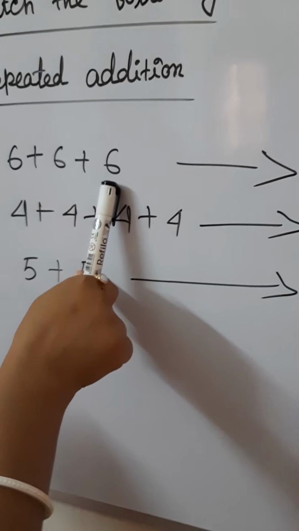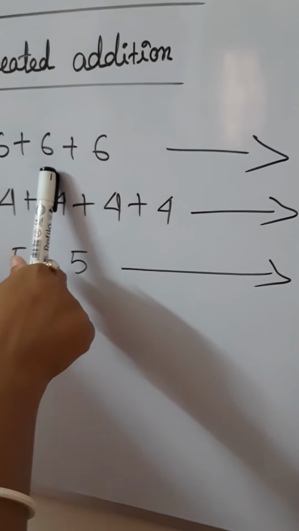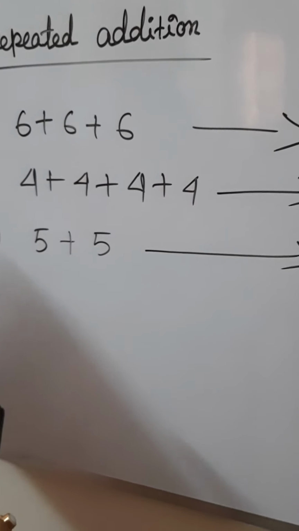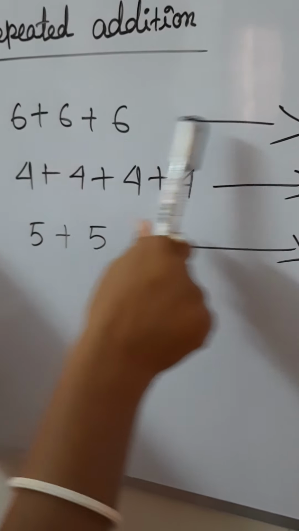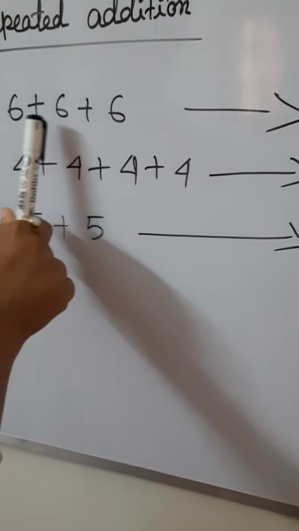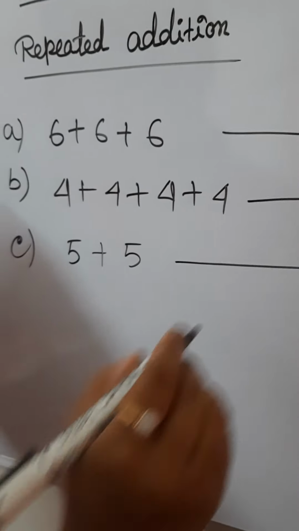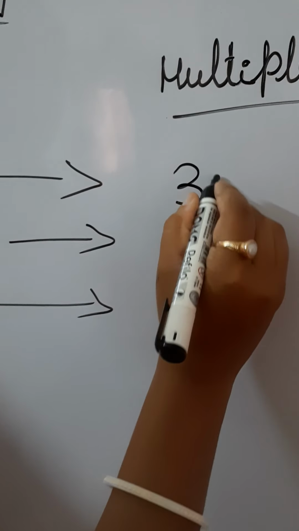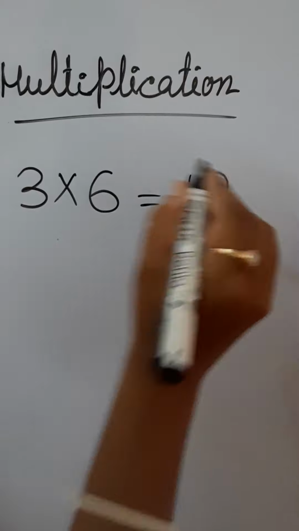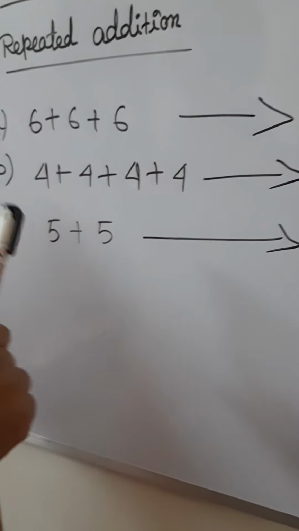As I said before, multiplication is the same thing as repeated addition, okay? So when we do the repeated addition, here we have to match it with multiplication. So how many times 6? 1, 2, 3. So we have to write here 3 times 6 equal to 18. The product is 18.